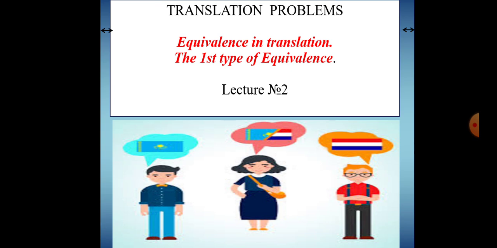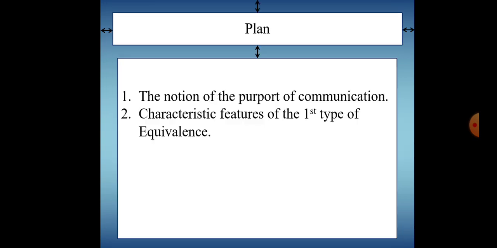The theme of our second lecture is Equivalence in Translation, the first type of equivalence. Please write down the plan of our lecture. There are 2 points. The first point is the notion of the purport of communication. The second point is characteristic features of the first type of equivalence.